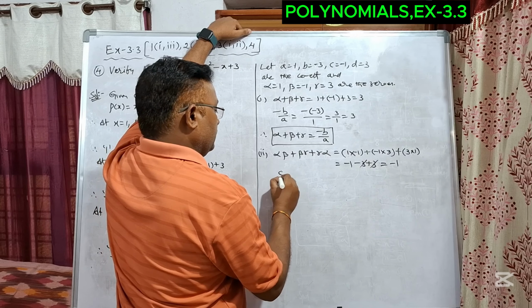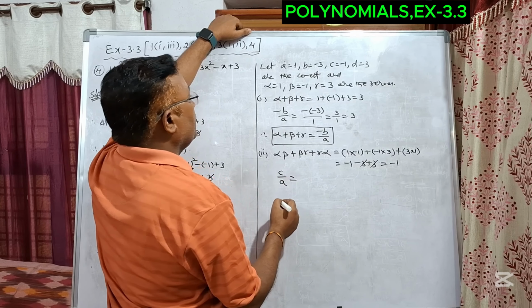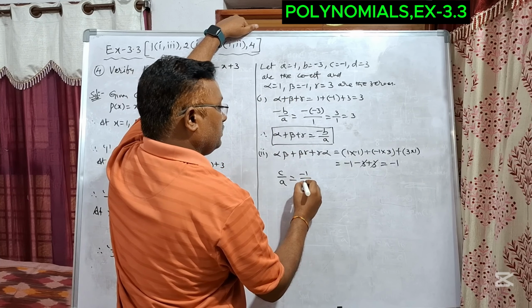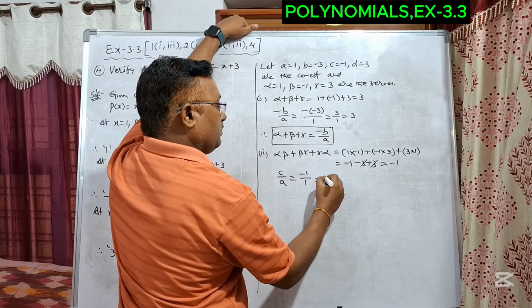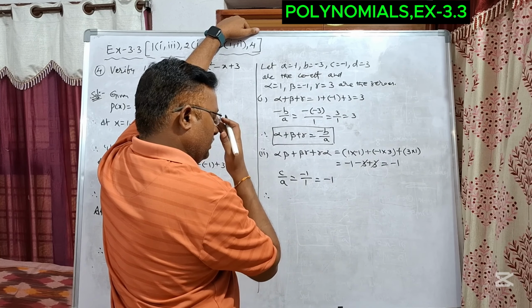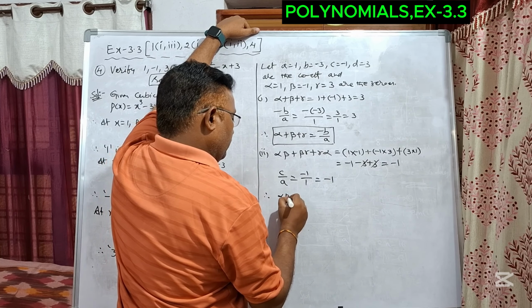It should be equal to c by a, na? Calculate c by a. What is c value here? Minus 1 by a value 1. This is minus 1 by 1 is minus 1. Both the values are same. Therefore, our next verification alpha beta plus beta gamma plus gamma alpha came equal to c by a. That is also verified. We concluded like that.